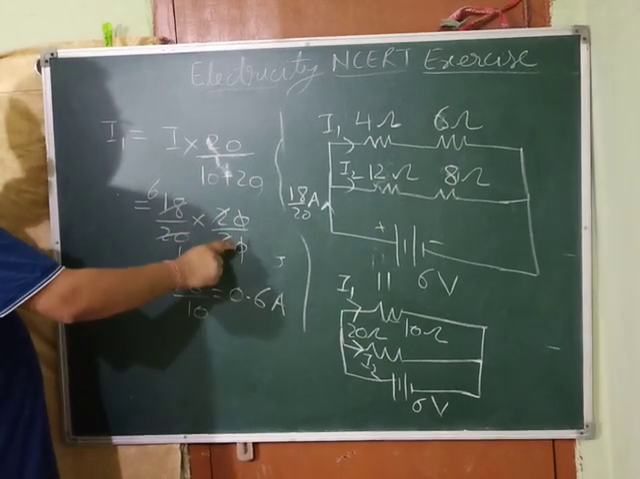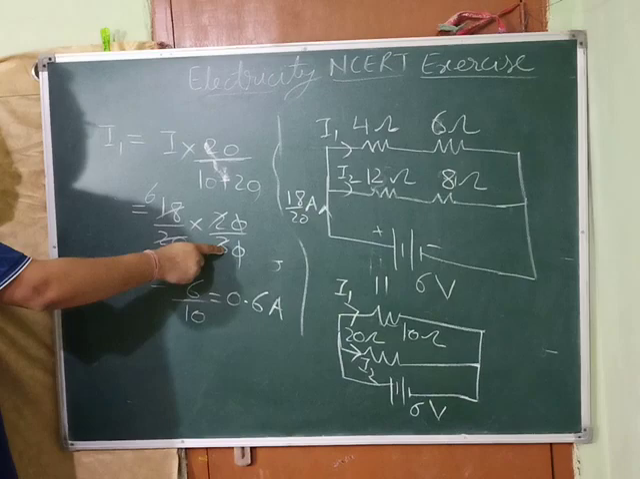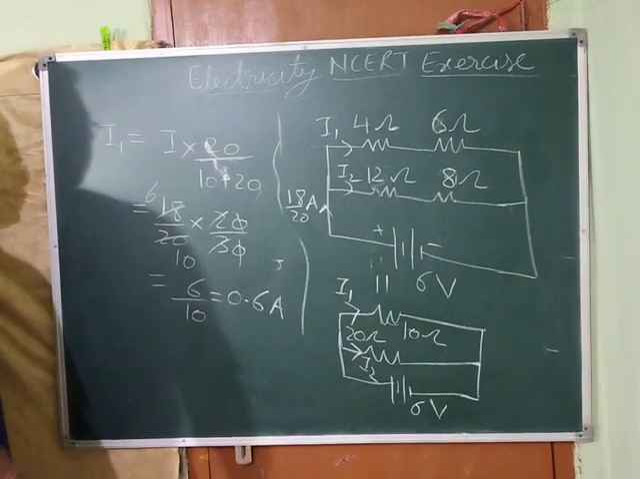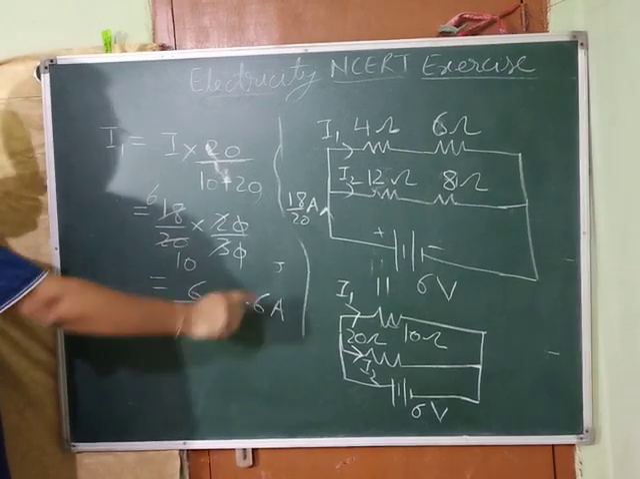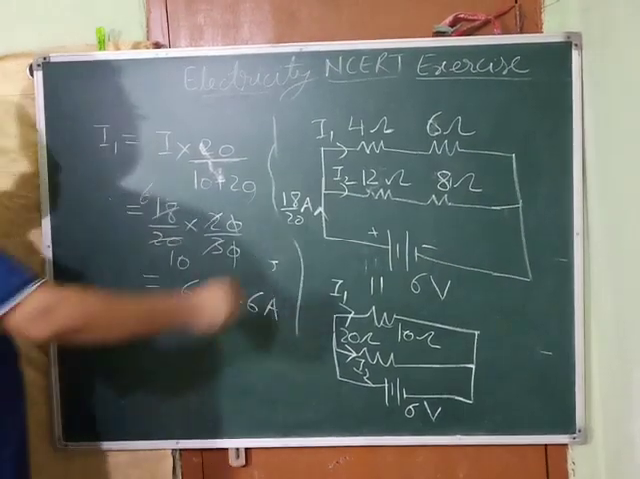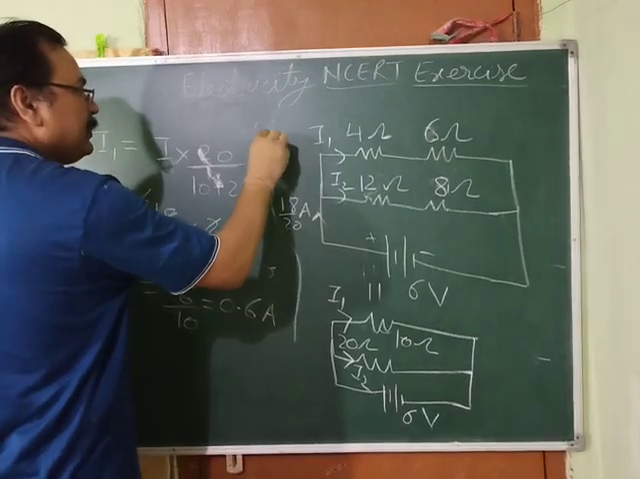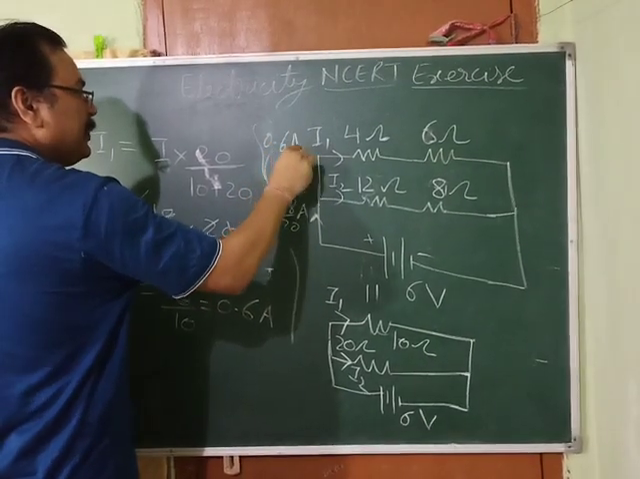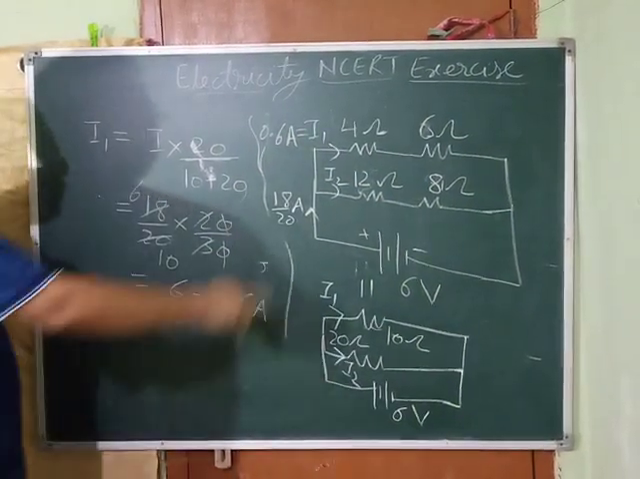So 20 by 30 and the 0 cancels out. With 2 you can cancel this, you will get 10. With 3 you can cancel 18, you will get 6. Because this is the total current value of I. So we will get 6 by 10, that is 0.6 ampere. So how much current is going to flow through here? That is 0.6 ampere. 0.6 ampere current is going to flow through this branch.